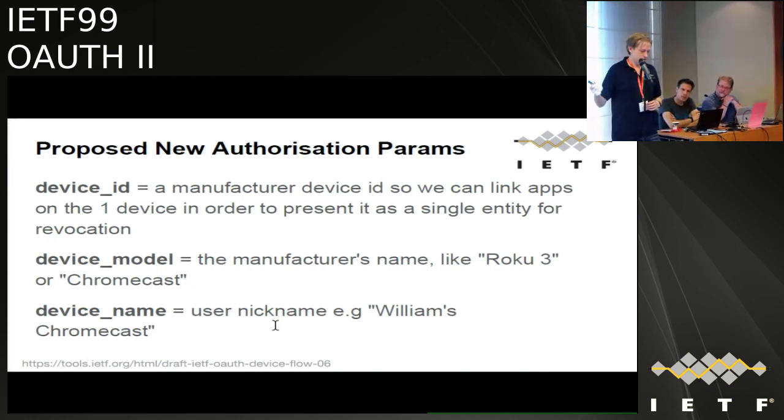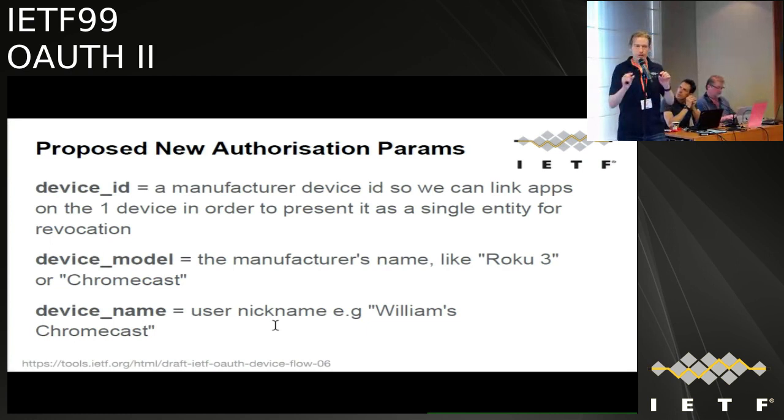So this is an addition. It doesn't really change the actual protocol at all. It just passes a little bit more information about the device to the authorization server, to allow it to store these three fields associated with the grant. The motivation is for revoking. Let me give you an example with the Roku. The device ID would be a unique ID of the Roku. The purpose of providing that is so the device can be represented as a single entity for revocation. You could have multiple apps from the same authorization server, and with one click the user could revoke that entire device.